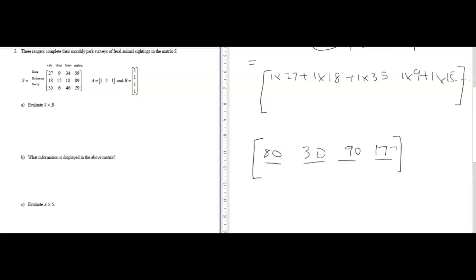So the matrix we did before in question A, that was showing how many animals each person cited, and this is the number of each animal. So here we've got cats, dogs, foxes, and rabbits, and some very nice handwriting from me.